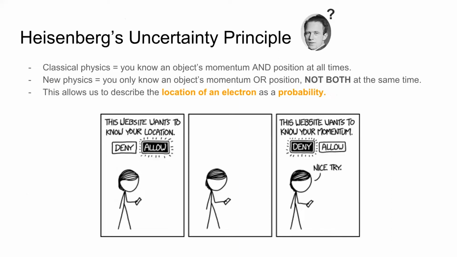So the next one is Heisenberg's uncertainty principle. There are three sort of keynotes for Heisenberg. In classic physics, you know an object's momentum and position at all times. In the newer physics, you only know an object's momentum or position, not both at the same time. This allows us to describe the location of an electron as a probability.